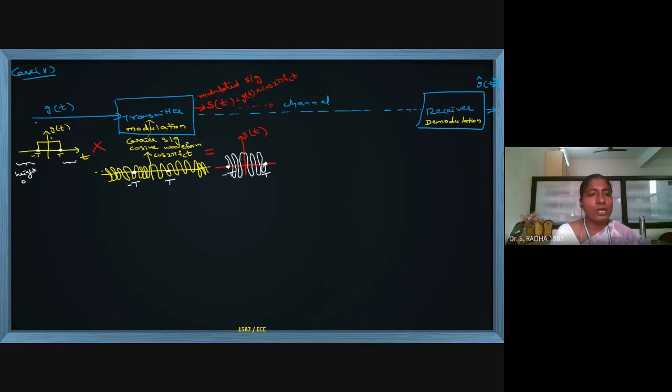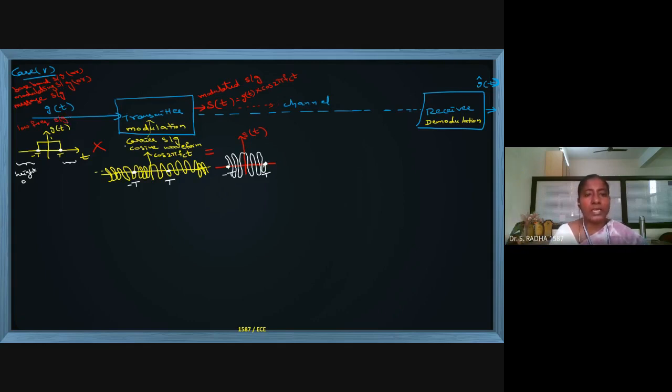Okay. So G of t is otherwise called the message signal, modulating signal or baseband signal, because different textbooks give different names. That's why I'm writing baseband signal, message signal or modulating signal, one and the same. This is a low frequency signal. It cannot travel through the channel for a long distance.